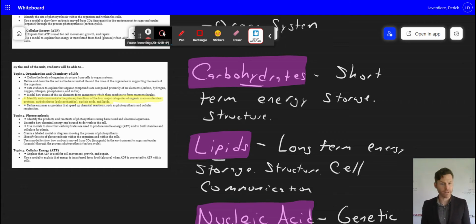Right? You break down a sugar, it releases a little bit of energy that you can use. It stores a little bit of energy, but you can get it right away. It's short-term energy storage. So carbohydrates are also utilized in structural components of organisms.